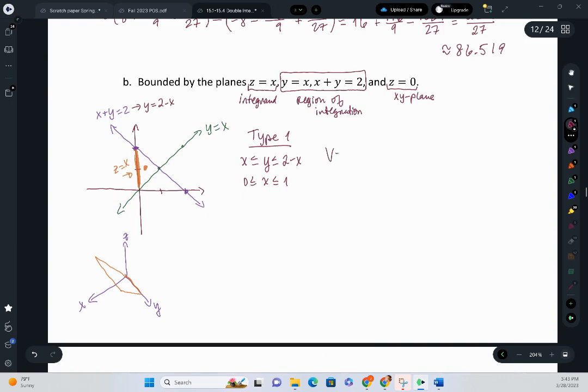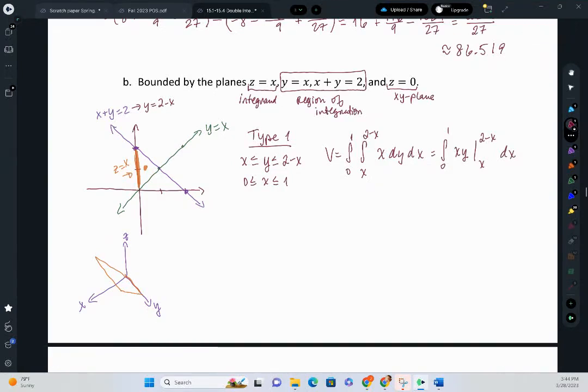So then we can set up our volume integral. We have the integral from 0 to 1, that's for x, and the integral from x to 2 minus x, that's for y. Our integrand is the z equals x, so that's that plane that is up above, it's our surface. So we're going to put in x, and then dy dx. So we'll go ahead and work through this. If I find the antiderivative with respect to y, this gives me the integral from 0 to 1 of xy from x to 2 minus x dx.